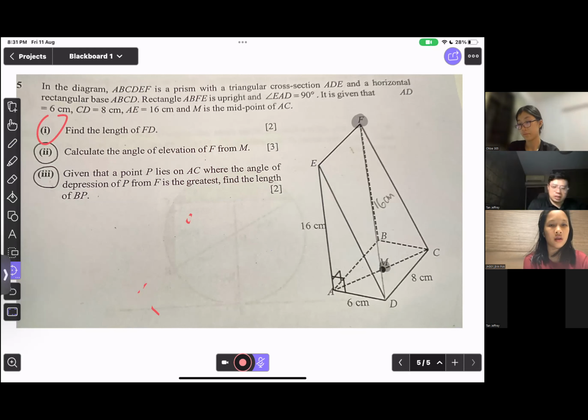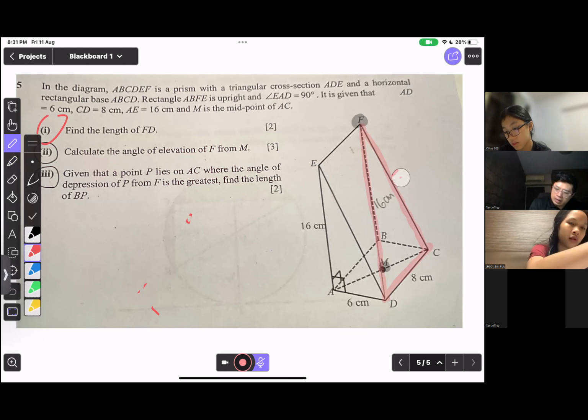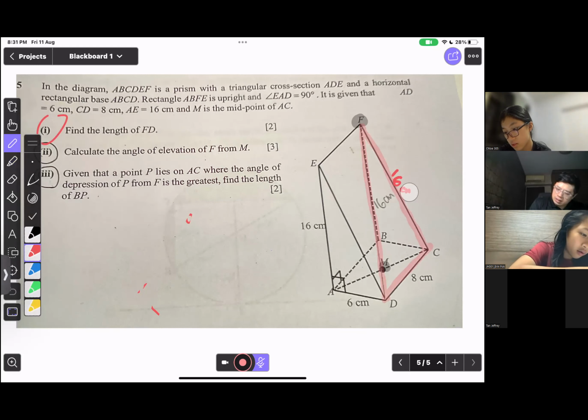I consider this a prism. So can I consider this red color triangle? Okay, so this red color triangle, this part is 16 cm, this part is 16 cm, this part is 8. So that means you use Pythagoras theorem, 16 square plus 8 square.